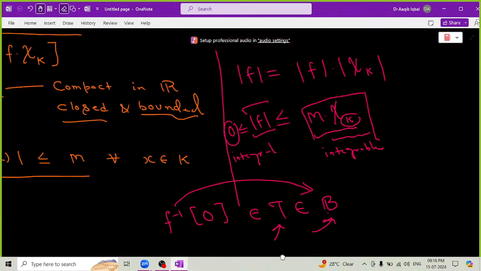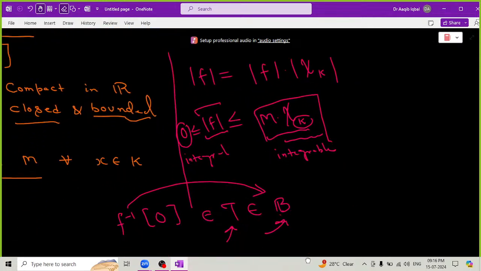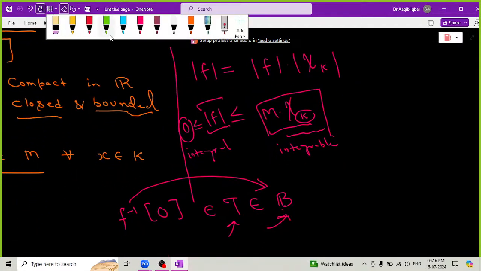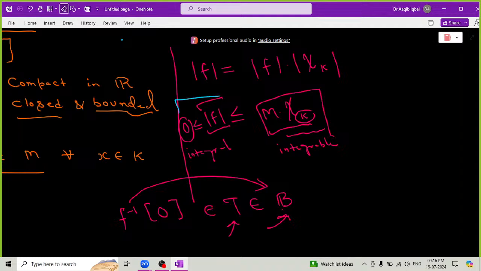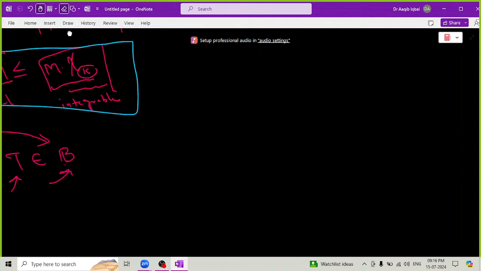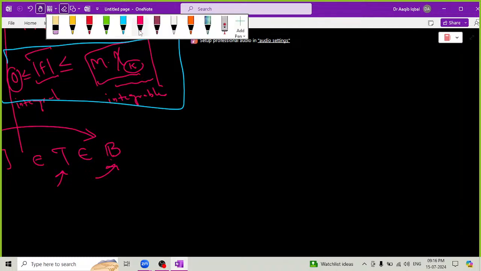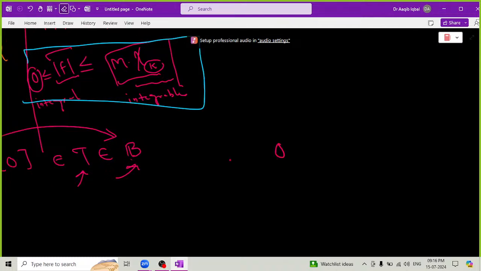In fact, यहाँ कुछ और भी true है, वो भी आप यही से देख सकते हैं. ये inequality जो अभी हम देख रहे थे ना, इसको देखिए आप. मैं फिर से ये inequality ले रहा हूँ. यहाँ मैंने आपको दिखाया था that 0 is less than or equal to modulus of f is less than or equal to m times chi sub k, where k is the support of f. ठीक, and we are assuming the support is compact.